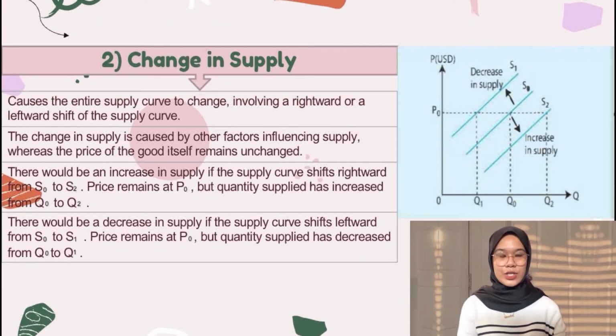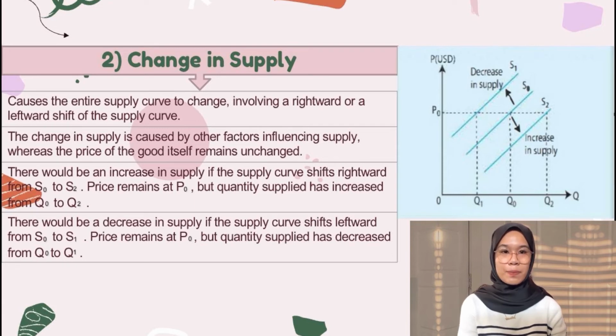Number 2. Change in supply. Change in supply causes the entire supply curve to change, involving a rightward or a leftward shift of the supply curve. The change in supply is caused by other factors influencing supply, whereas the price of the good itself remains unchanged. There will be an increase in supply if the supply curve shifts rightward from S0 to S2.